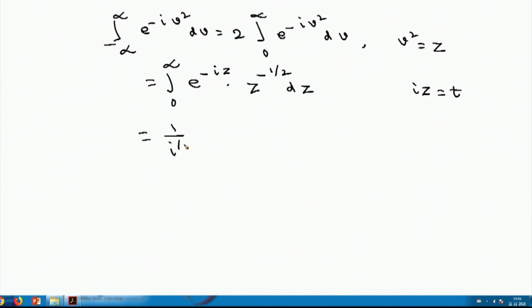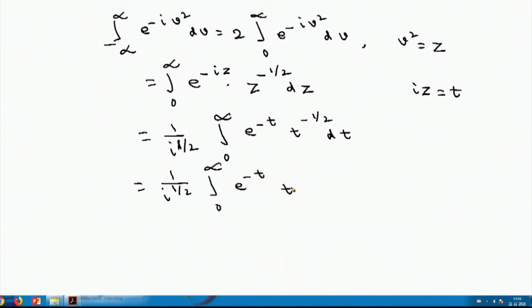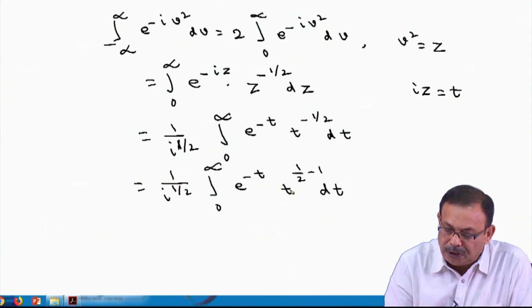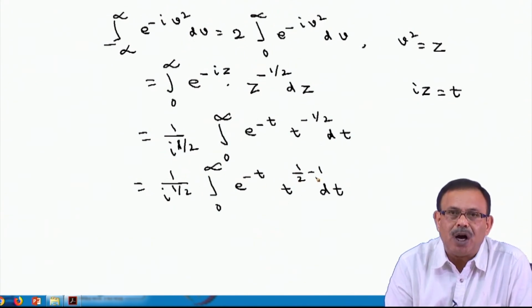So, I to the power half will come outside, and the integral from 0 to infinity of e to the power minus t into t to the power half dt, which again, if you wish, you can write as the integral from 0 to infinity of e to the power minus t into t to the power half minus 1 dt. Now, I think it is a known function to you, the gamma function: e to the power minus t, t to the power n minus 1, gives gamma n.